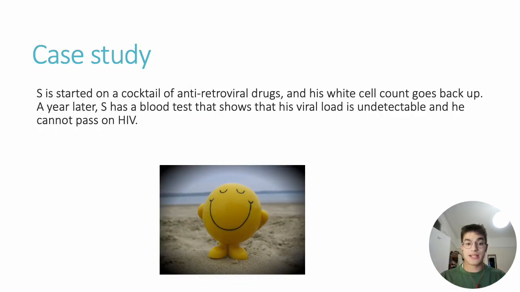So let's get started on a cocktail of these drugs. Let's say 3 or 4 of these drugs, and his white cell count starts to go back up. So now he's not having to deal with weird infections. And a year on, he gets another blood test, and it actually shows that his viral count is undetectable. That's really important because it means he's no longer infectious. He can't pass on HIV. So S will be taking these drugs for the rest of his life to prevent the HIV from coming back. But these drugs are incredible because they've turned what was effectively a death sentence into something which people can live with and live very well with.